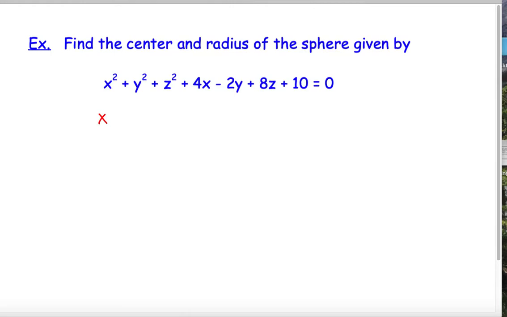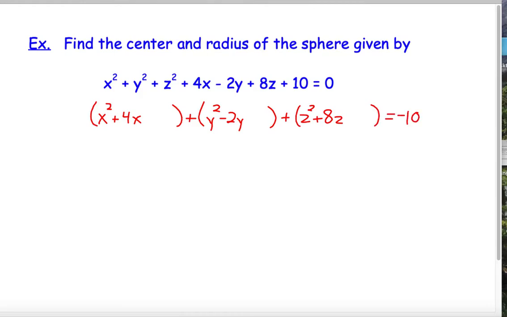So we're going to take the x terms, so we have x squared plus 4x, and we're going to want to complete the square on that. And then we have a y squared minus 2y. Complete the square on that one. And then finally we have a z squared plus 8z. We'll want to complete the square there. And then that plus 10, we're going to move to the other side, and it becomes a negative 10.